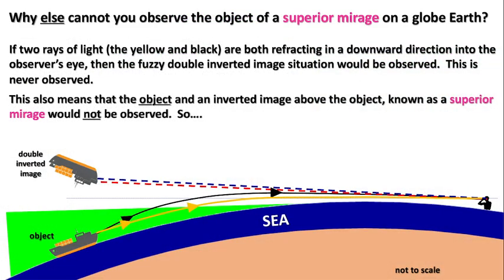Why else can you not observe the object of a superior mirage on a globe Earth? If two rays of light, the yellow and black, are both refracting in a downward direction into the observer's eye, then the fuzzy double inverted image situation would be observed. This is never observed. This also means that the object and an inverted image above the object, known as a superior mirage, would not be observed.